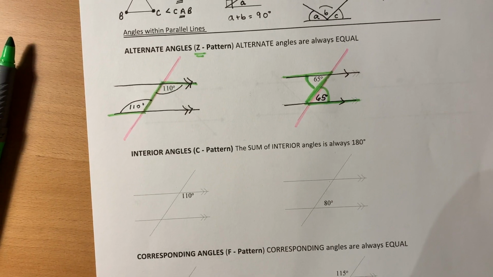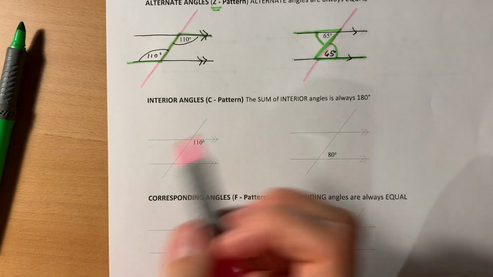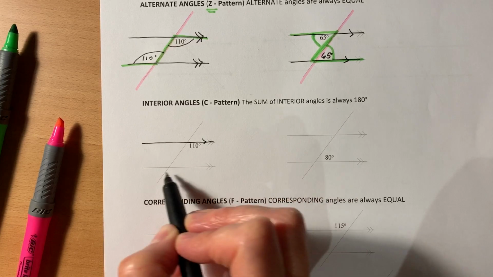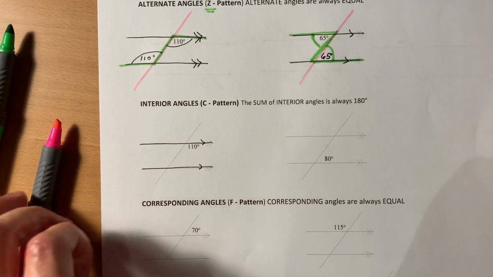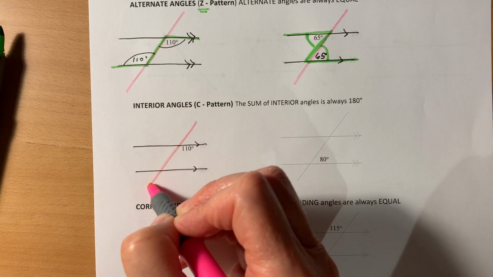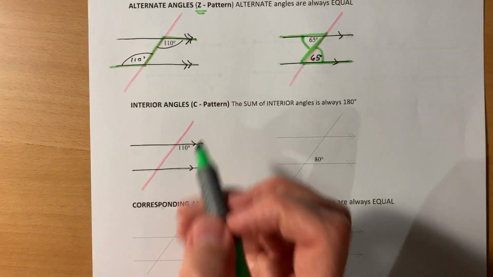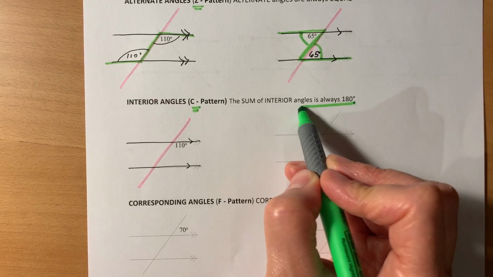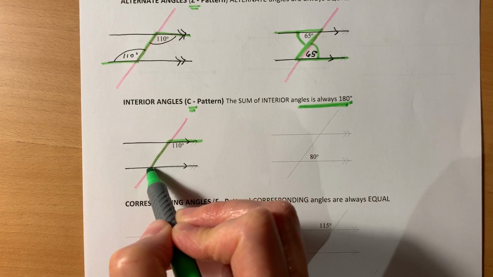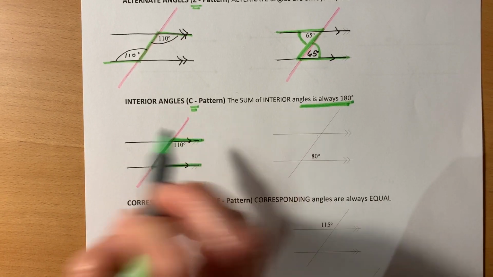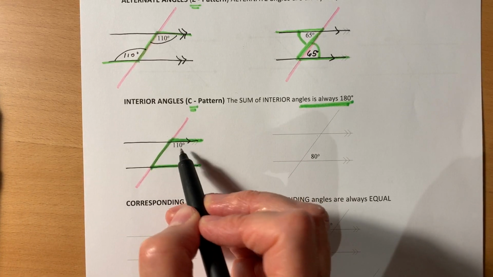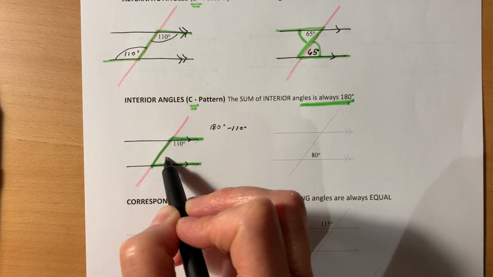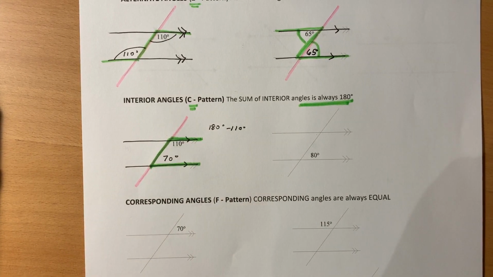Okay, now same thing, we got parallel lines again. We got these parallel lines. We got a transversal. Okay, we can draw a C pattern. These aren't equal, they add to 180 degrees. So if I draw a C like this, if this is 110, if I take 180 and I subtract 110, I get 70 degrees, and that goes here.